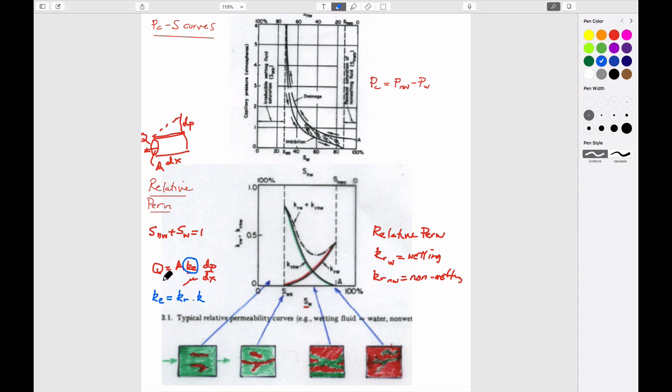And if this is the flow of the wetting fluid, for example, then this would be the relative permeability of the wetting fluid. If it was the opposite, if it was the non-wetting fluid, then we'd take the converse relative permeability. So that's all it is. And so physically, in this particular case, the water is red. So 100% saturation of water means that only water is flowing.